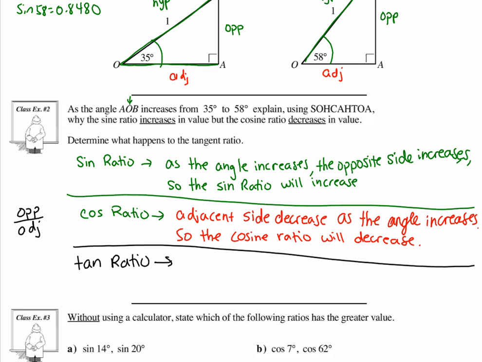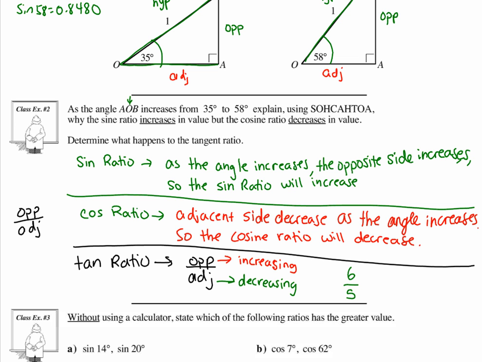If the tan ratio is opposite over adjacent, right? TOA. What's happening to opposite? What's happening as the angle grows? What's happening to our opposite side? It's increasing. So the numerator is increasing. And the denominator, what's happening to our denominator, our adjacent side, as the angle grows? Decreasing. So if the numerator is increasing and the denominator is decreasing, what happens to our ratio? Increases or decreases? Okay, tell me.